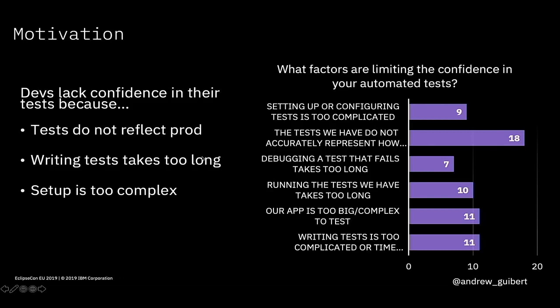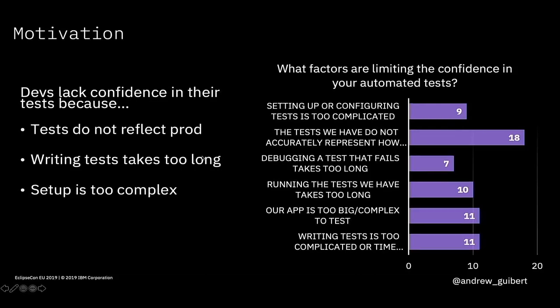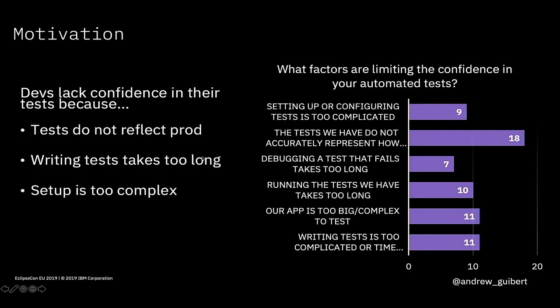So I ran the same Twitter survey from before. I said, why do people lack confidence in their tests? What are the main issues we see here? And the number one issue was that our tests don't accurately reflect the way our app runs in production. So dev-prod parity was an issue for people. Also, writing the test takes too long. It's just too complicated. And likewise, setup for the test is too complicated. You have to install too much stuff, or there can be brittleness.